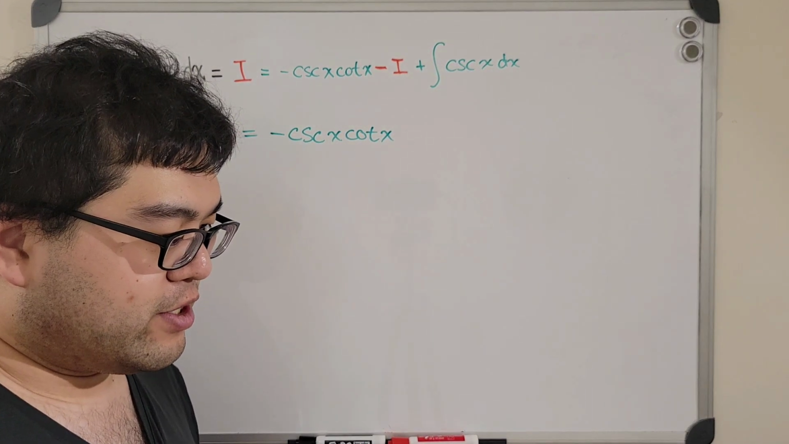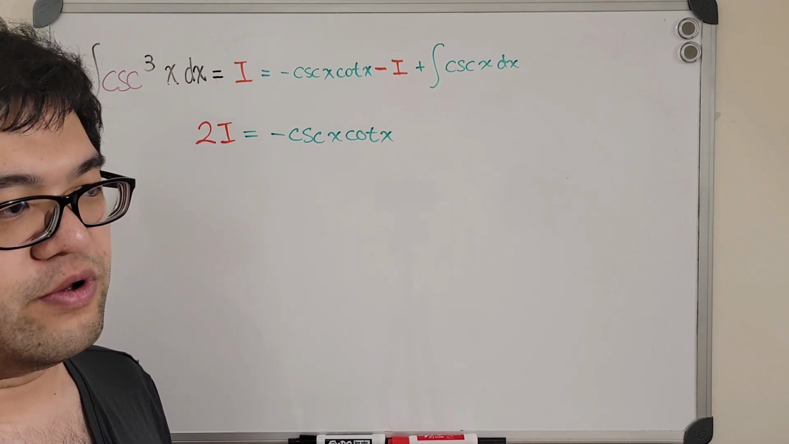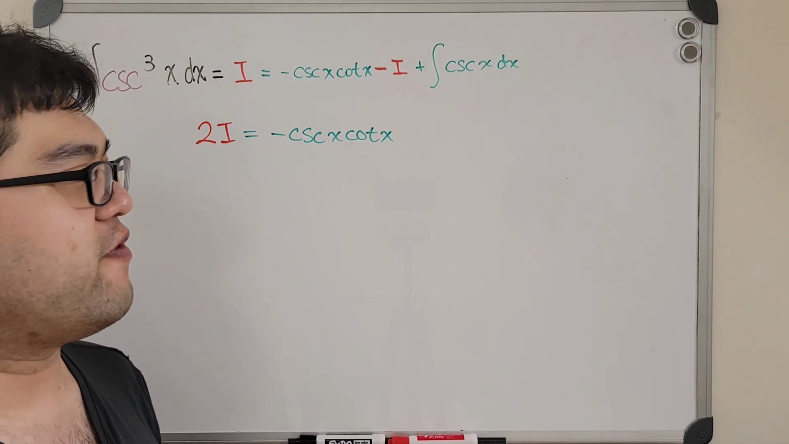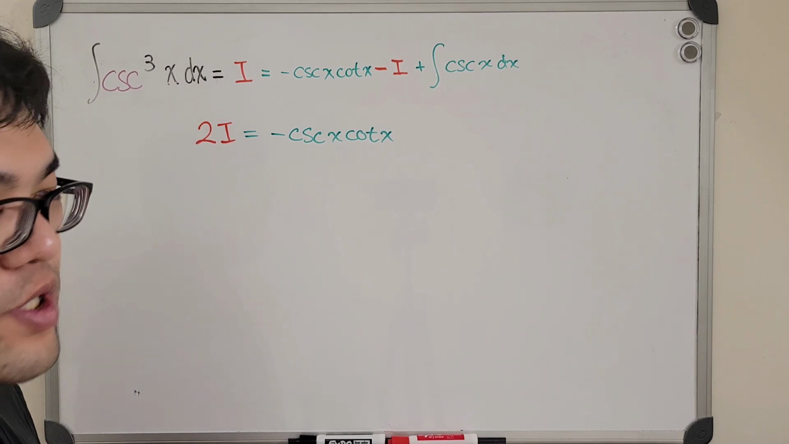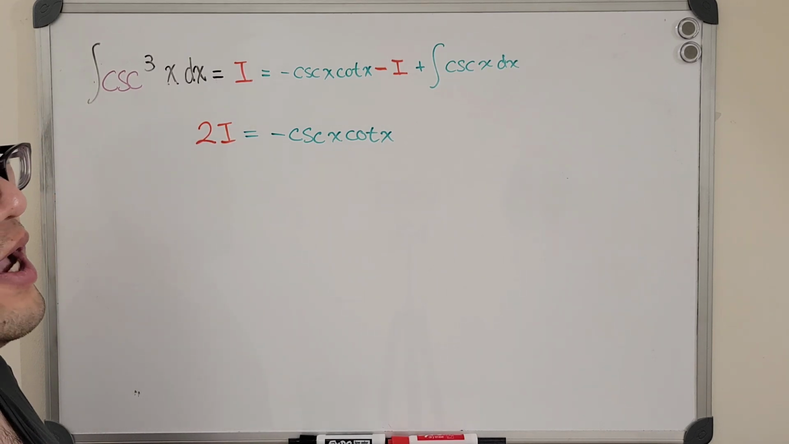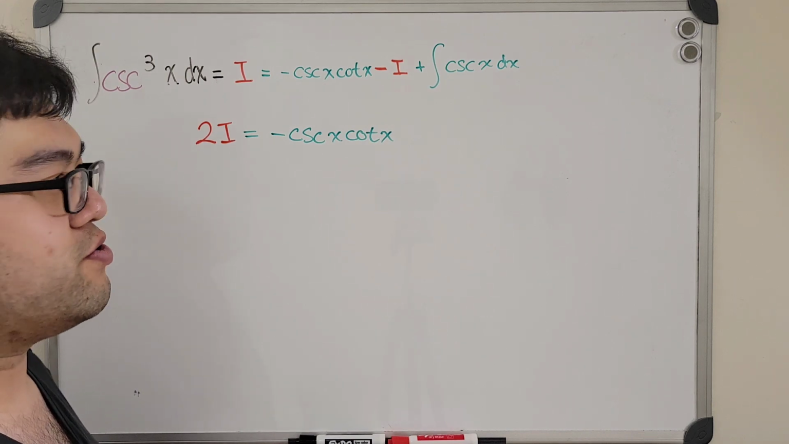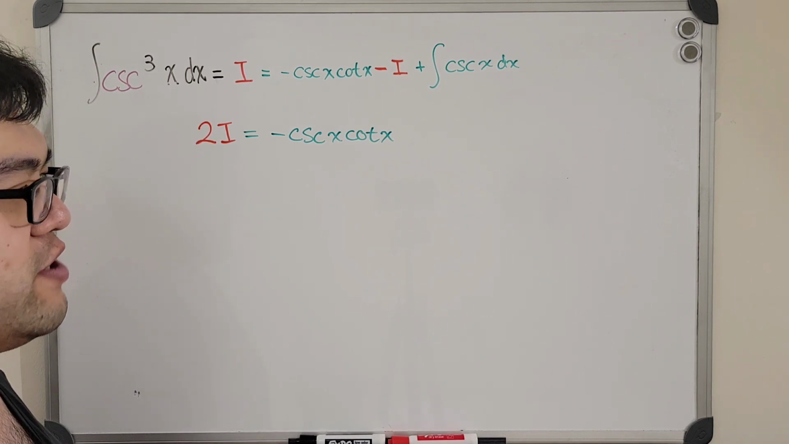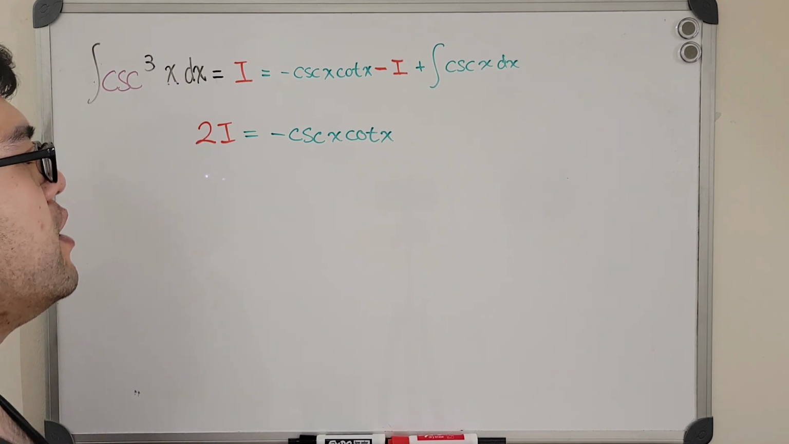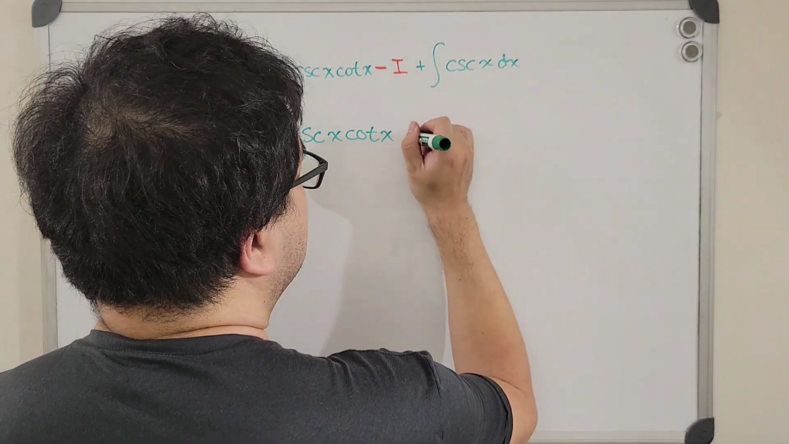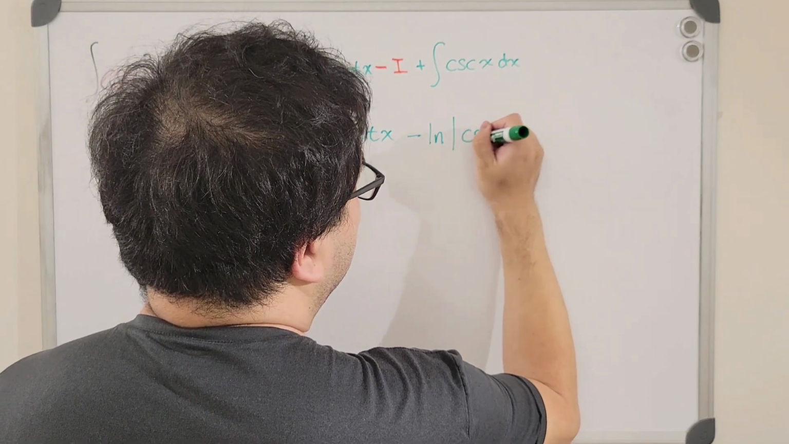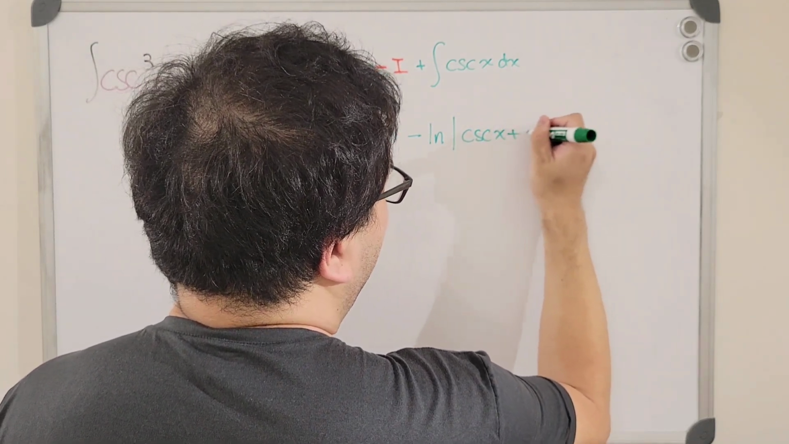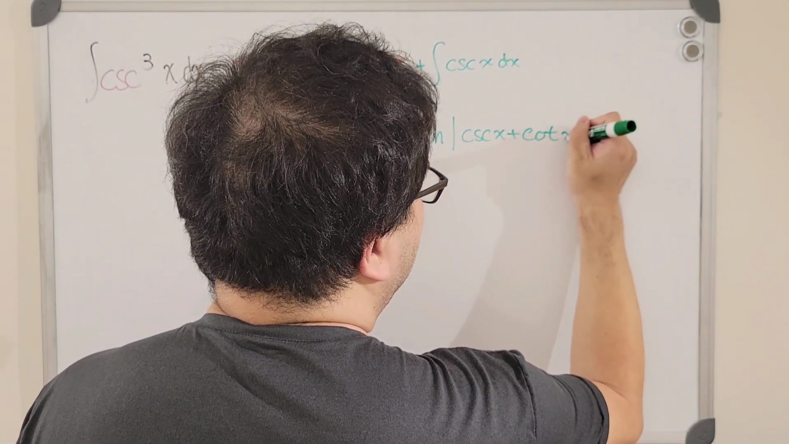And again, you can either go check, find it from my old video, or you can just try to memorize it, which will be beneficial, so that when you need to use it, you don't have to try to figure out everything again. And the integral of it is negative ln of cosecant x plus cotangent of x.